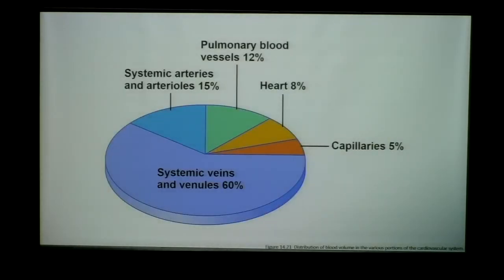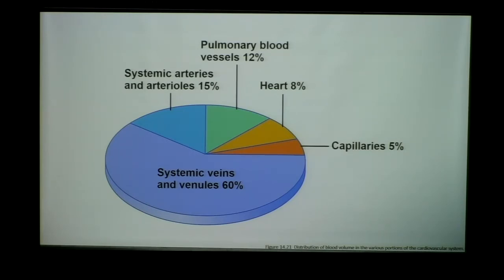So this pie chart shows where most of our blood volume sits at rest. Most of it is in veins and venules, 60%. The other percentages, which are much smaller, are in the heart, 8%, and the capillaries, 5%. We've got 12% in the pulmonary circulation and 15% in systemic arteries and arterioles.